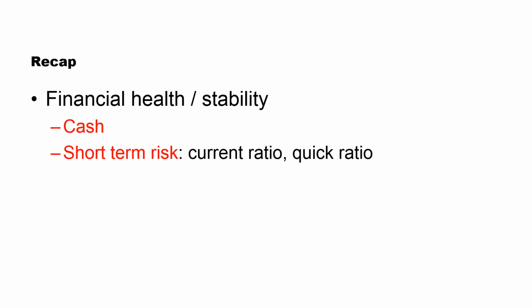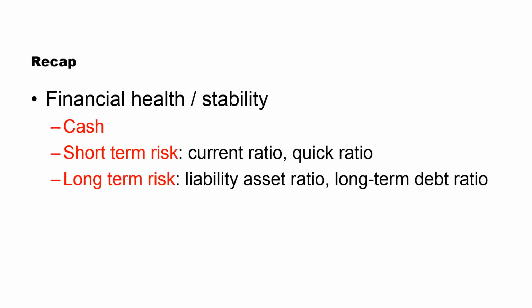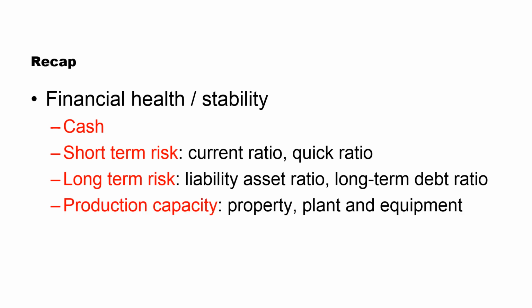To recap, we can assess the supplier's financial health and stability by looking at their cash, short-term risk, such as current ratio and quick ratio, long-term risk, such as liability asset ratio and long-term debt ratio, production capacity, such as property, plant, and equipment, and finally, operating cash flow.